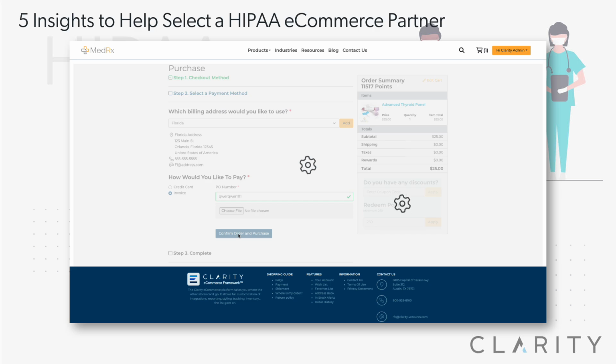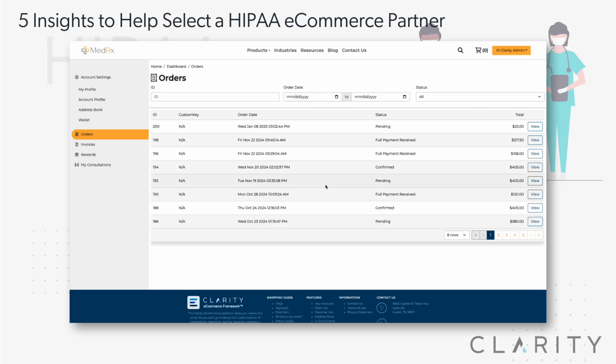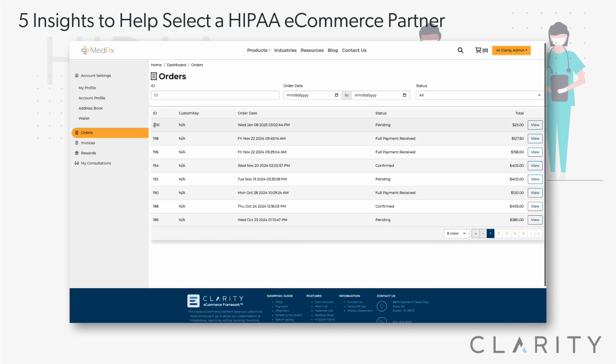So find out what their approach is. Are they using tokenization? Are they using embedding? Or are they doing the entire website? We've done all 3. We do it a lot. They should be able to clearly articulate the difference and the pros and cons of each.